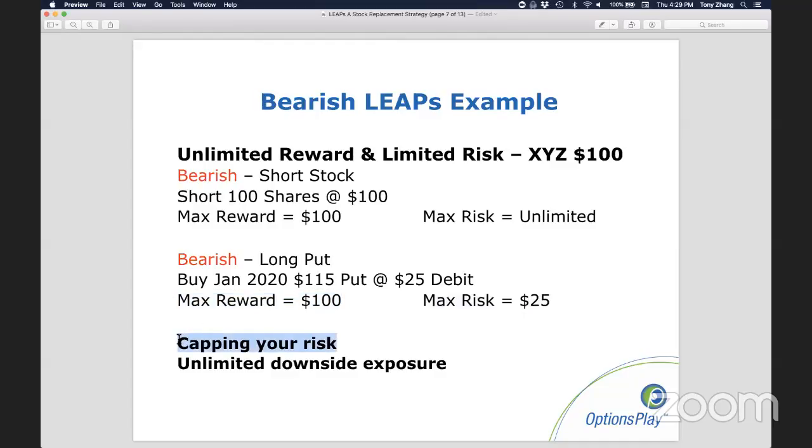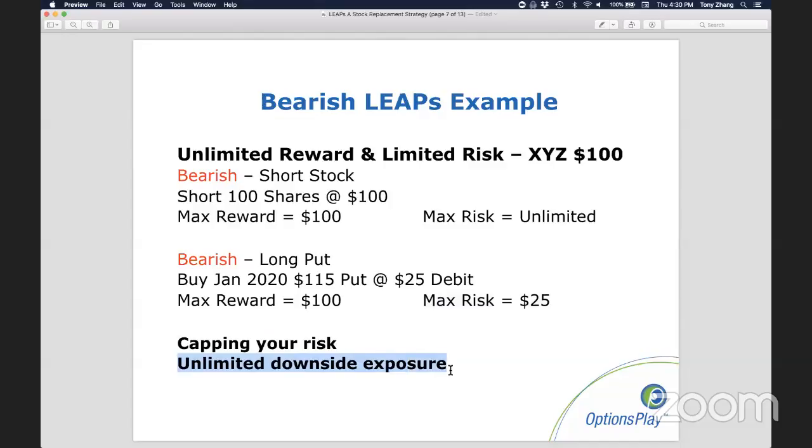So this is really a prime example of why you should consider using puts: you're capping your risk, because when you're shorting a stock, you have unlimited risk. This is really not a good position to be in, because shorting a stock has huge amounts of risk, and you want to make sure you limit that. And one of the best ways to do that is by buying a put. And you still, again, maintain your unlimited downside exposure.